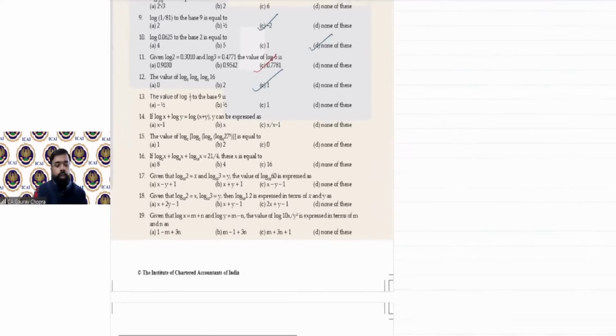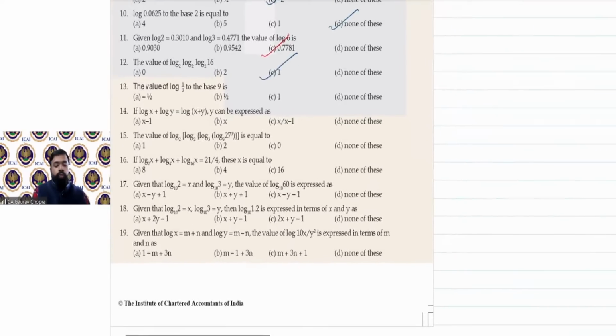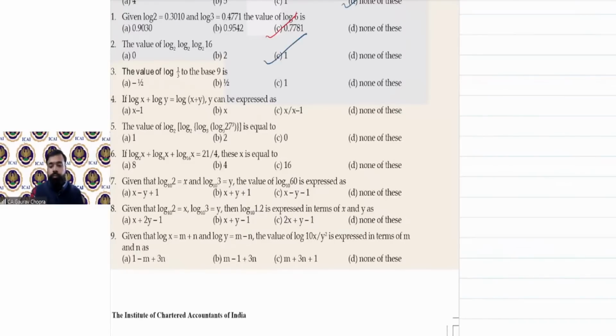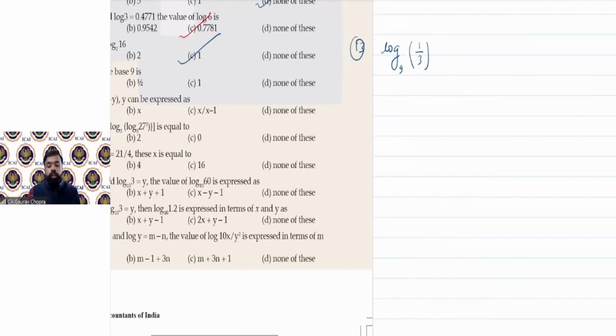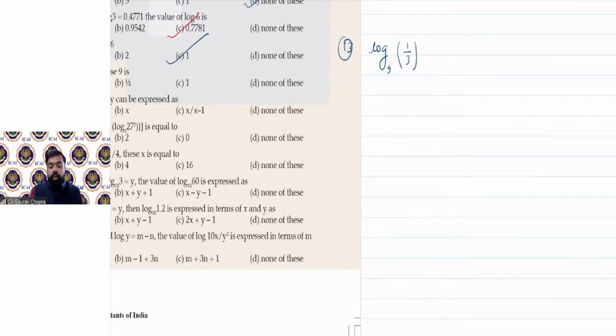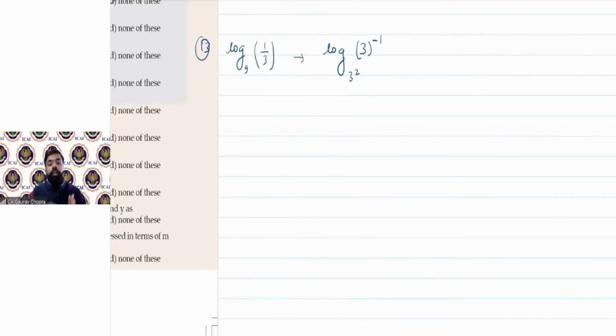Okay. So 13 says log of 1 by 3 to the base 9. Now you can write this in the form of log of 3 to the power of minus 1, and the base can be written as 3 square. Now here comes one trick.